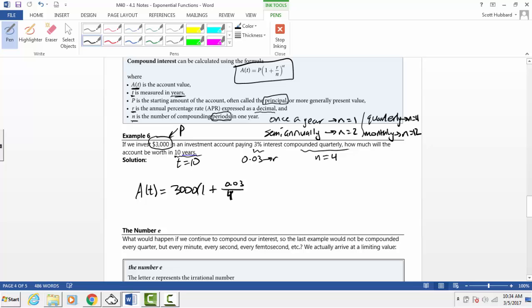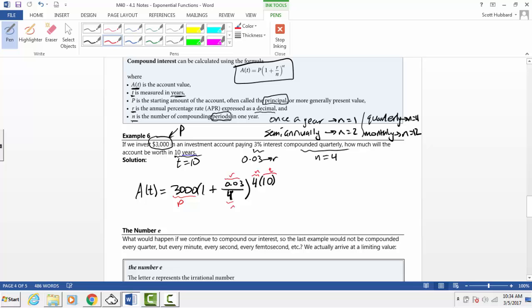Raised to the, now there's an n up here too, okay, so it's 4 times time, so it's 4 times 10. And so that's the model. Just to help you, this is P, this is n, this is r, this is n, and this is time.